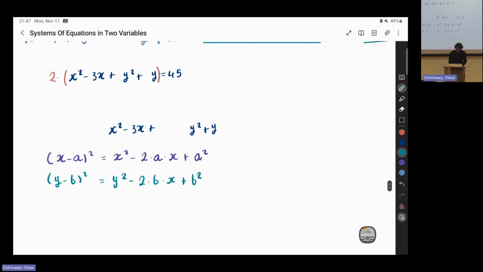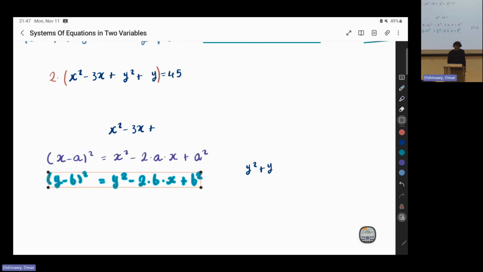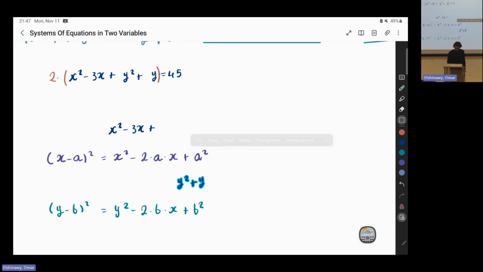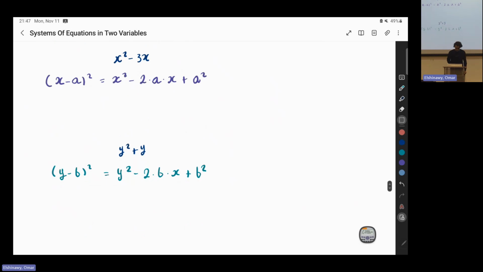If it's not, I can show what to do. So we want to have this, but we have this. So we go one step in the direction of this expression. We can start comparing. What I would like to do is deal with the case of y squared plus y separately, and deal with the case of x squared minus 3x separately, and see how we can complete the square for each one of them. And we can compare the coefficients.